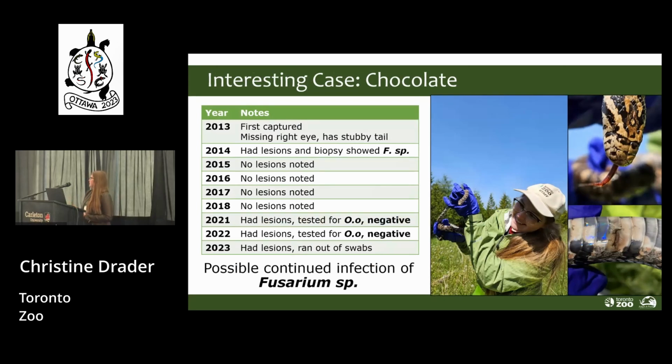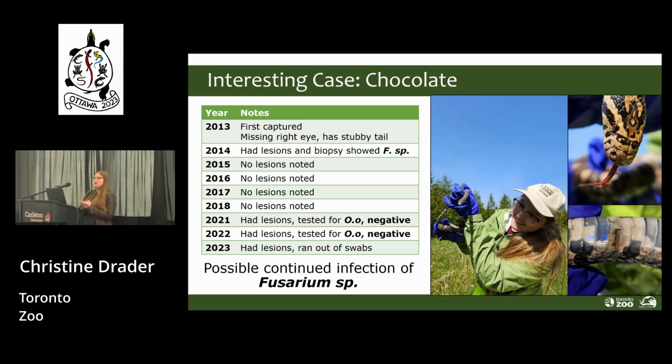I'd also like to highlight a very interesting case, personally to me. This is Chocolate. She was first captured in 2013. She has a missing right eye and a stubby tail, but eastern milk snakes can also be identified through their head pattern. In 2014, she had a biopsy done in-house by the Toronto Zoo since she was noticed with lesions, and this came back as a fungal infection of the Fusarium species. This was considered at the time non-pathogenic to animals, but the large number of organisms suggested a disease process.